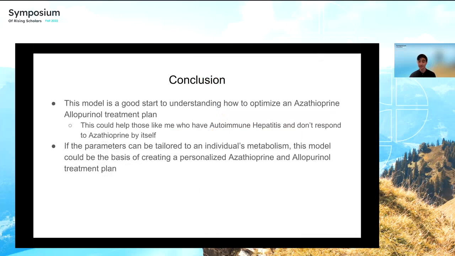So in conclusion, this model is a good start to understanding how to optimize an azathioprine and allopurinol treatment plan. And this would be invaluable to people like me who have autoimmune hepatitis and who don't respond to azathioprine by itself. In the future, if these parameters can be tailored to an individual's metabolism, this model could become the basis of creating a personalized azathioprine and allopurinol treatment plan.